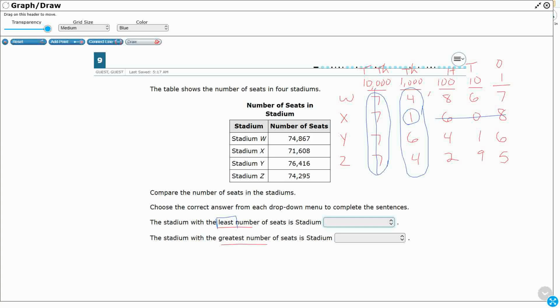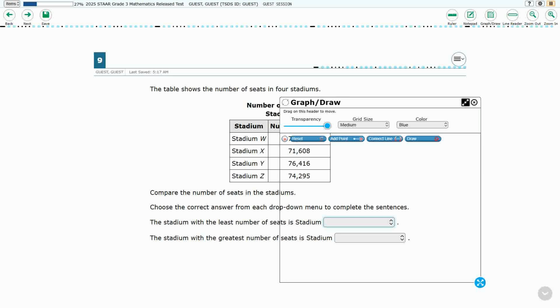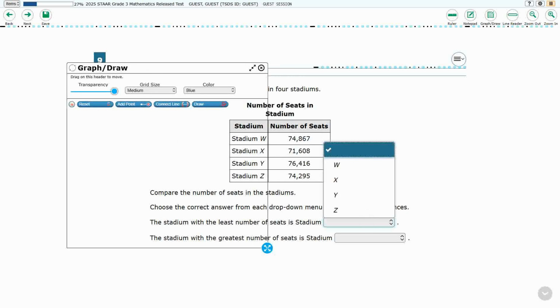It doesn't matter that the 6 happens to be larger than the 4, or that the 6 is larger than the 2. If you look at this 608, it's actually larger than 416 and 295. Doesn't really matter. That 1 in the thousands place is going to be less than 4 thousands, 6 thousands, and 4 thousands. So this is automatically my least number right here, and I don't have to go any further. So it's going to be X is my least. And let's go ahead and write that.